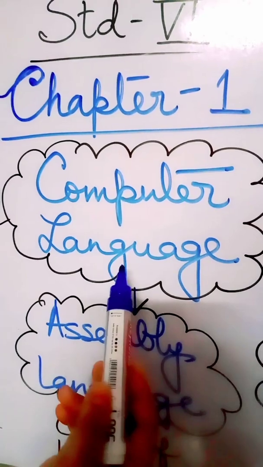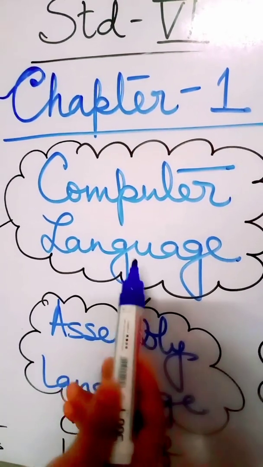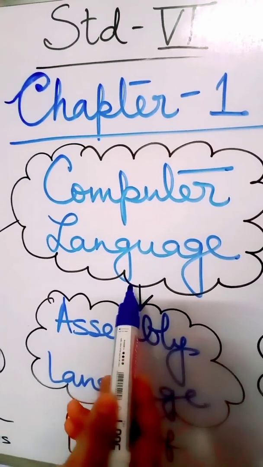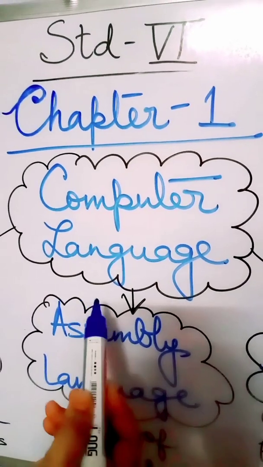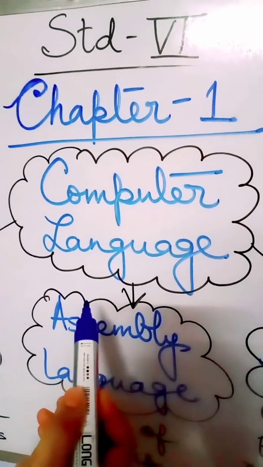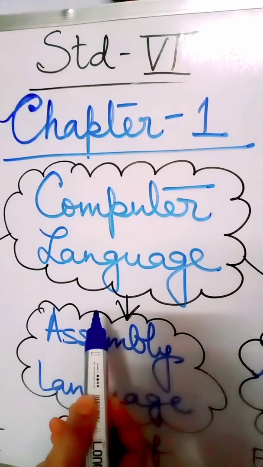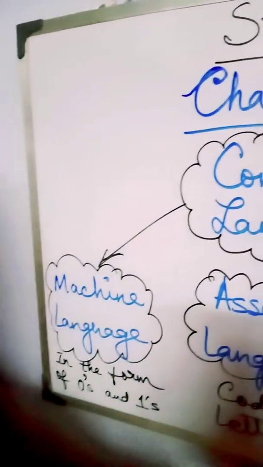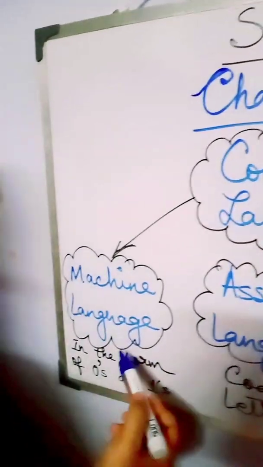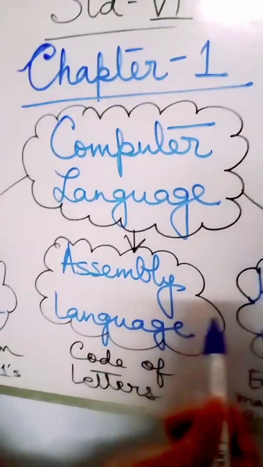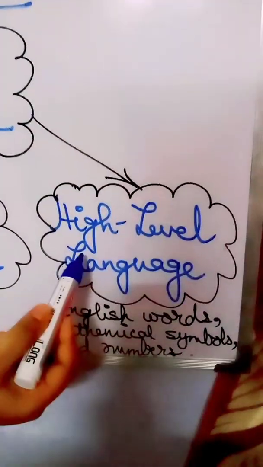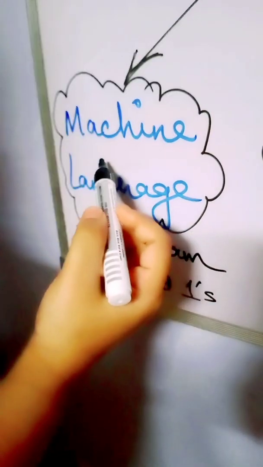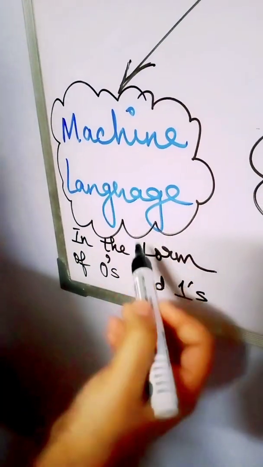While writing a program in a particular computer language, the symbols of the language must be used as per the set of rules known as the syntax of the language. Computer languages can be classified into 3 different categories: machine language, assembly language, and high-level language. Machine language is also known as low-level language.